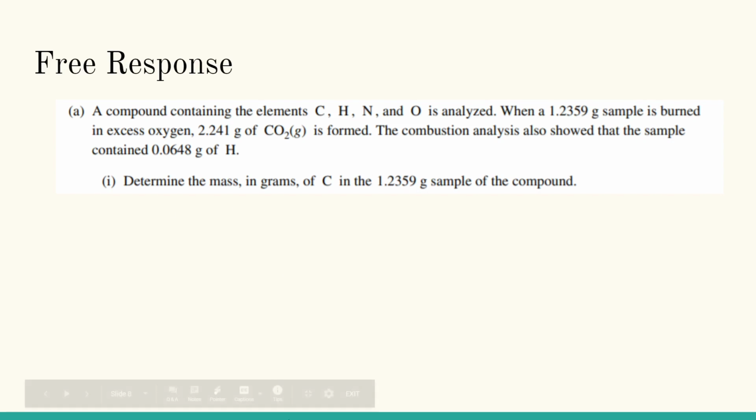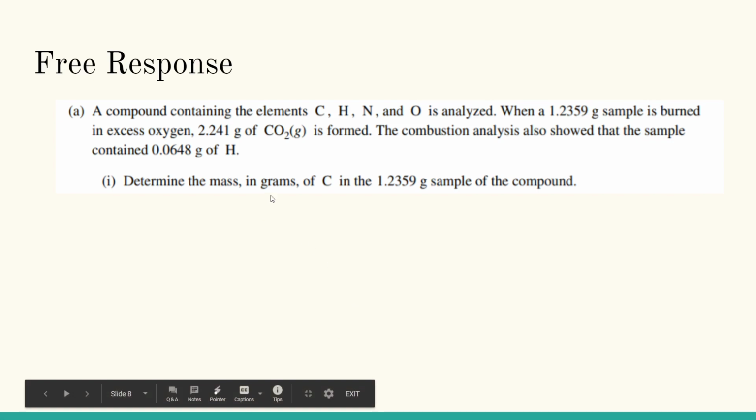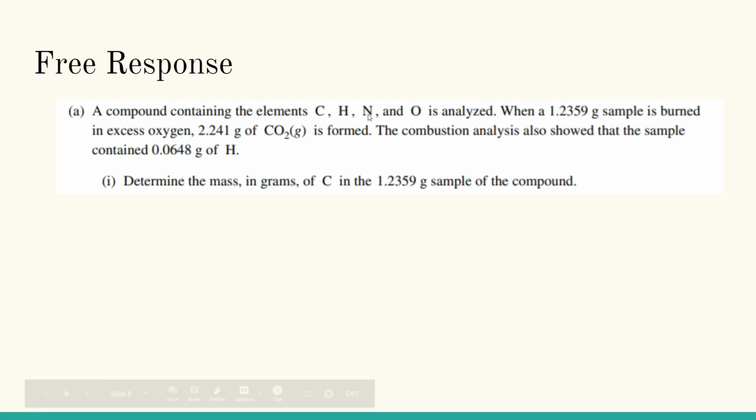Okay. So, we have this compound. It has carbon, hydrogen, nitrogen, and oxygen. It says that we take our sample and we burn it in excess oxygen, and we end up forming 2.241 grams of carbon dioxide. So right away, I see that we have a reaction and we get carbon out of it. Okay, this is great. We have 2.241 grams of carbon dioxide.